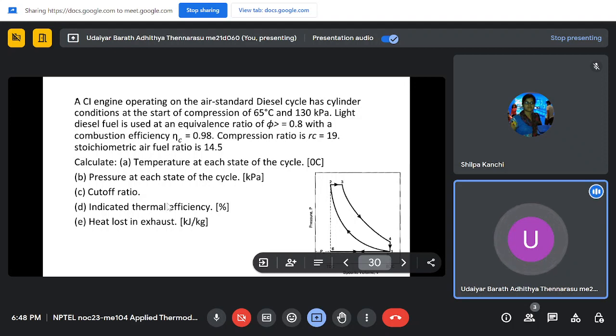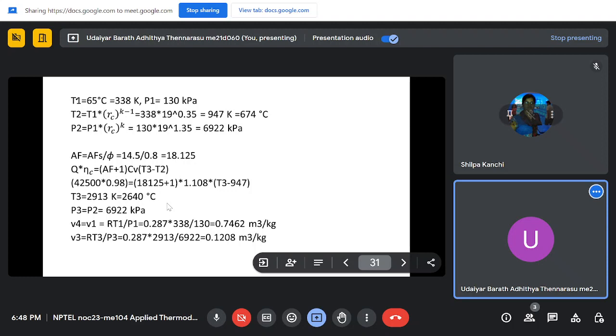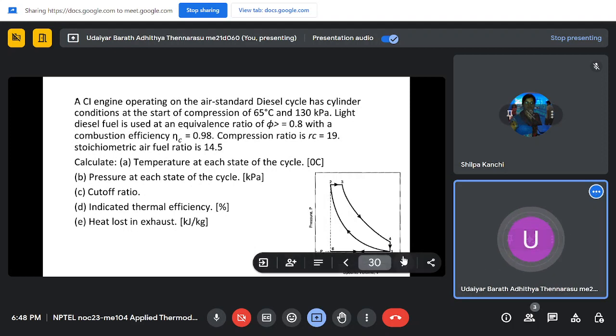Okay, we'll see how to solve this. So state 1 we know: 65 degrees Celsius, which is 338 Kelvin converted, and the pressure is 130 kilopascal. State 2: we know that this process is reversible adiabatic, so PV raised to power K, or gamma, will be constant for the reversible adiabatic process.